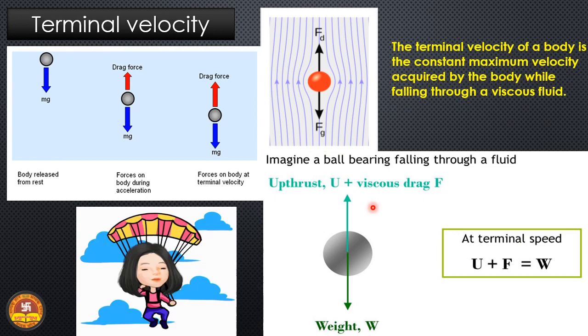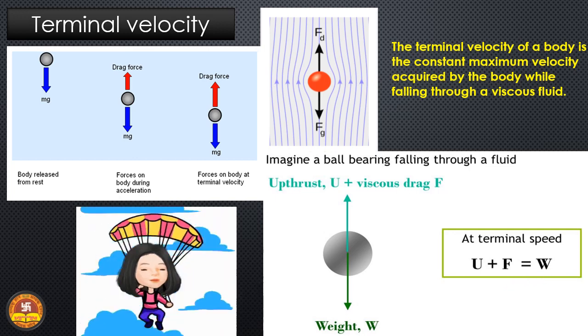The terminal velocity or terminal speed of a body is the constant maximum velocity acquired by the body while falling through a viscous fluid. And at the terminal speed, the total upward force, that is upthrust plus viscous drag, the sum of these two forces becomes equal to the weight of the object, W.